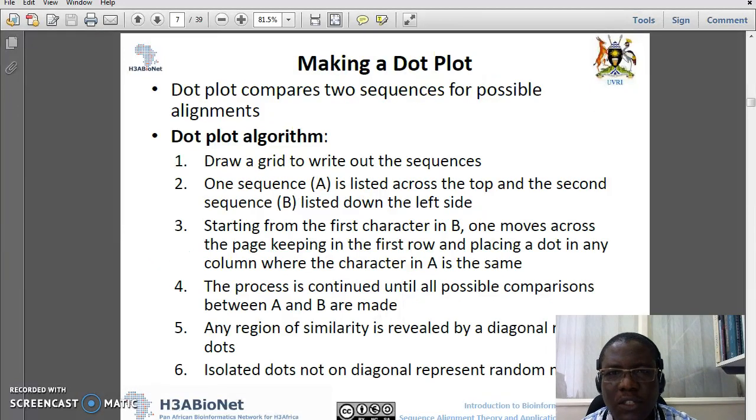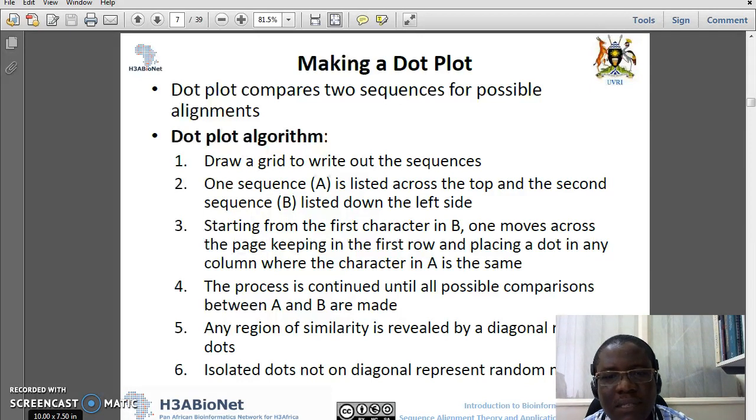So how do we make a dot plot? Like I said, it's pretty simple. The approach here is to generally move across the rows in a grid systematically, placing dots in every column where the 2 nucleotides or amino acids of your 2 sequences match. When you do this, patterns emerge, and you are going to draw lines where you have series of sequential dots, and that's how you come up with the patterns in the dot plot.